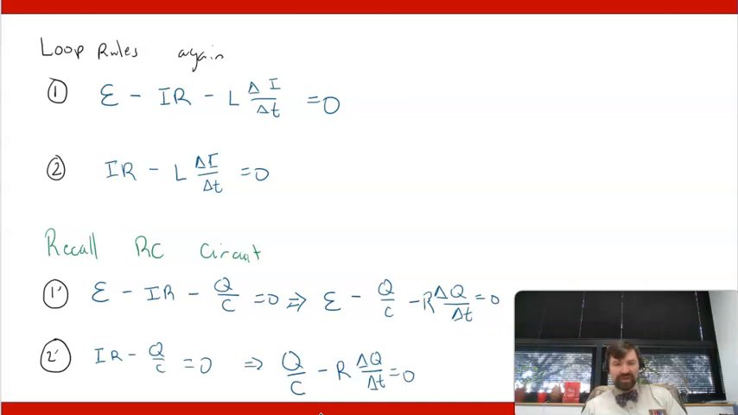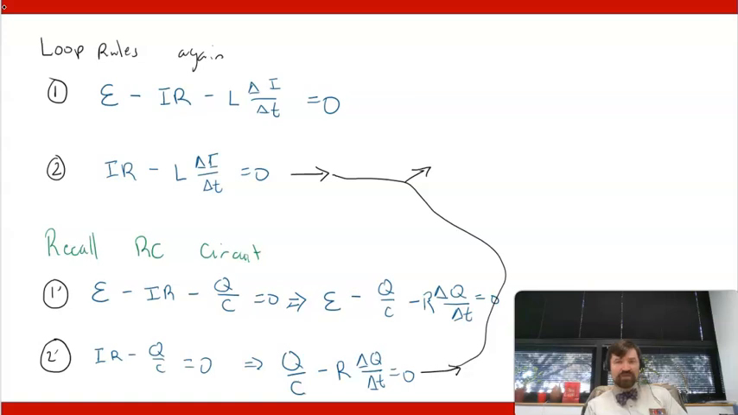With this caveat, in this equation for the RC circuit, we have R delta Q over delta T, and then we have Q over C. In this equation, it's I times R rather than I over R. All right, so we expect for this one right here to have a similar solution to this one right here.